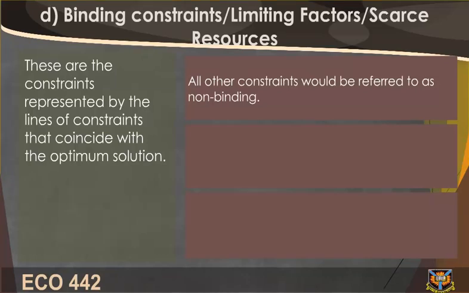D. Binding constraints, limiting factors, scarce resources. These are the constraints represented by the lines of constraints that coincide with the optimum solution. All other constraints would be referred to as non-binding.